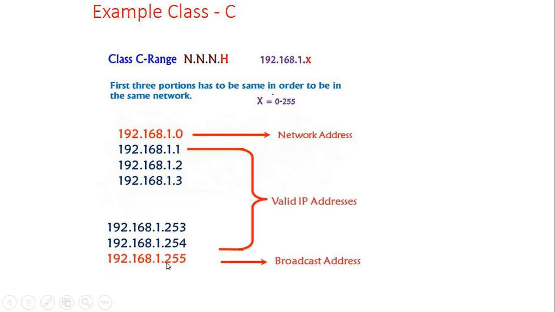And I put the destination as dot 255, with the help of the protocol. So it will be sent to everybody on the network, between that range. Correct. So the valid IP addresses will always be the total IP addresses in the network minus the two network addresses.